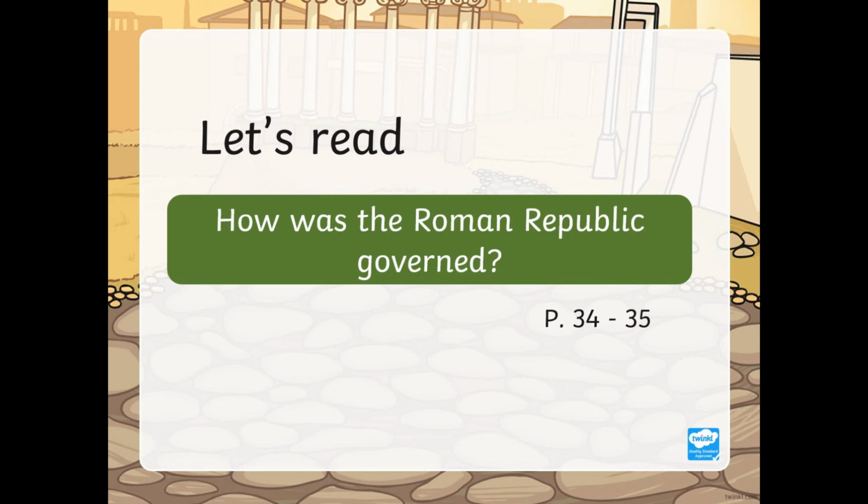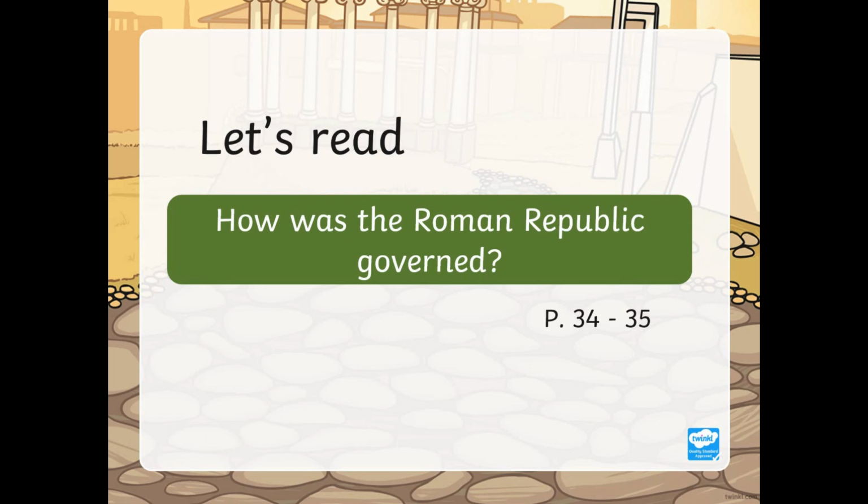A government is a group of people who make the rules for a city or a country. The government of the Roman Republic had three main parts: magistrates and consuls. Magistrates were leaders elected by the people. Every 2 years, the magistrates were elected to become consuls. The two consuls were in charge of Rome for 1 year. One consul led the government and the other was responsible for the army.